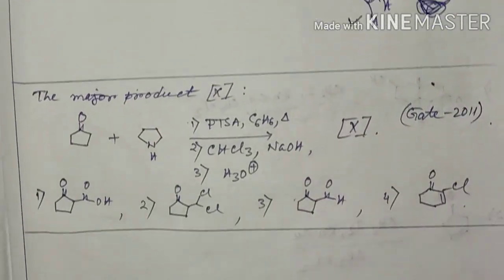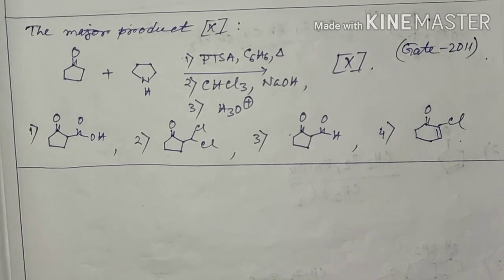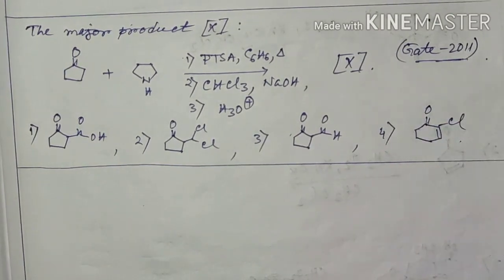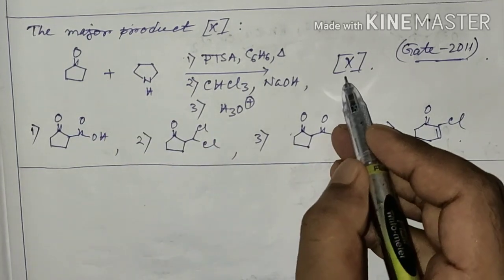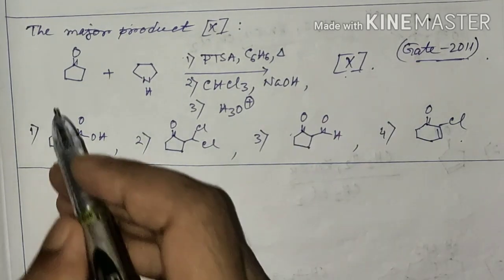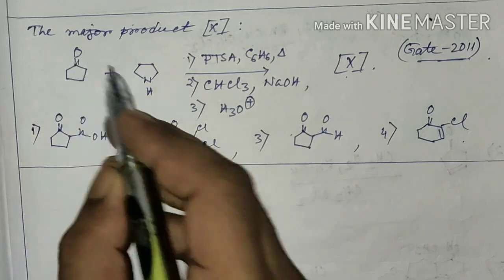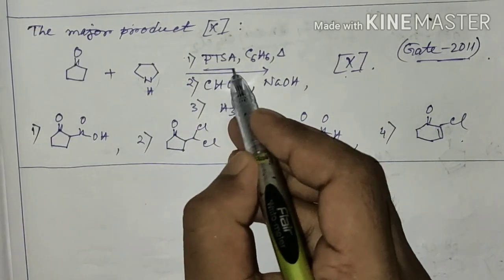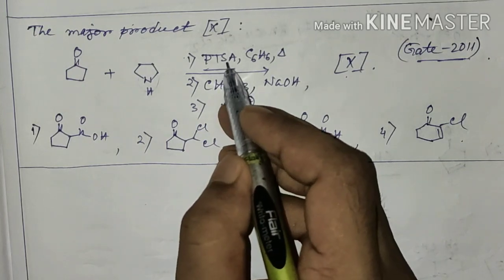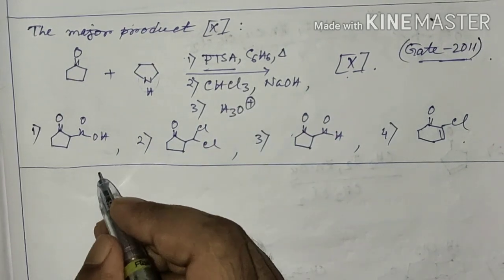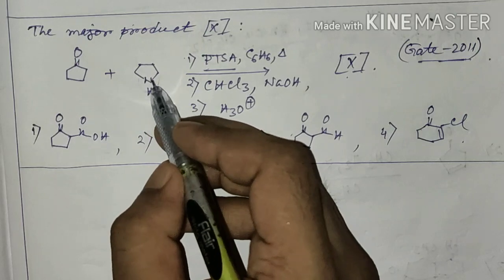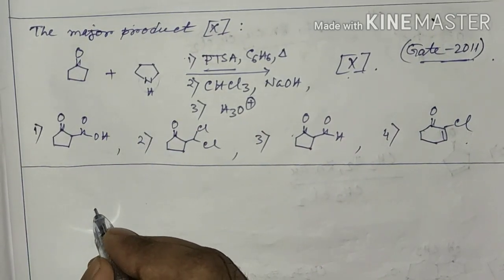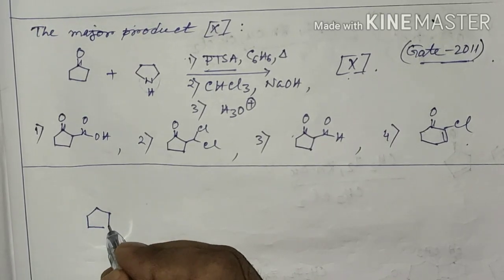Now this question came in GATE 2011. We have to identify the major product of this reaction. Here we can see that there is a carbonyl and an amine, and they are reacted in the presence of acid. That is, in the presence of acid, the amine and ketone will undergo dehydration to form the corresponding iminium species.